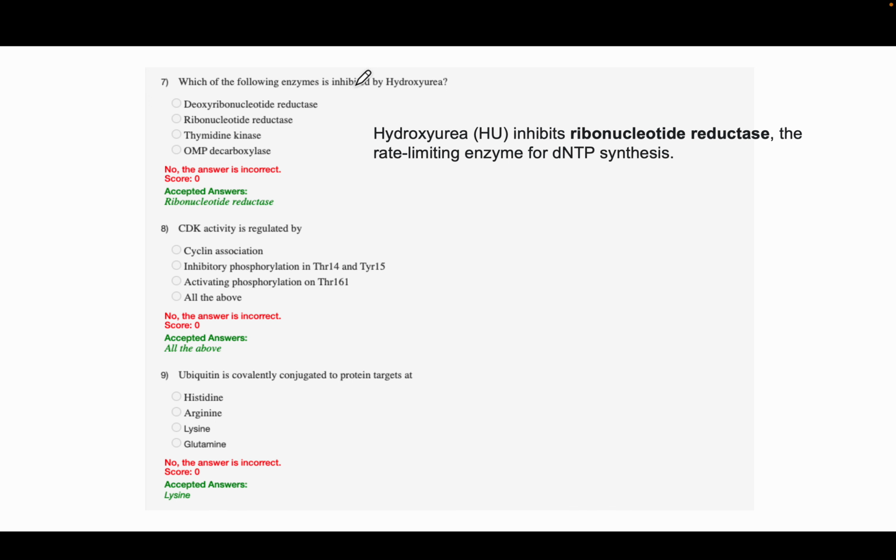Which of the following enzymes is inhibited by hydroxyurea? As we know, hydroxyurea does not allow the cells to divide. Basically it inhibits ribonucleotide reductase, the rate limiting enzyme of dNTP synthesis.